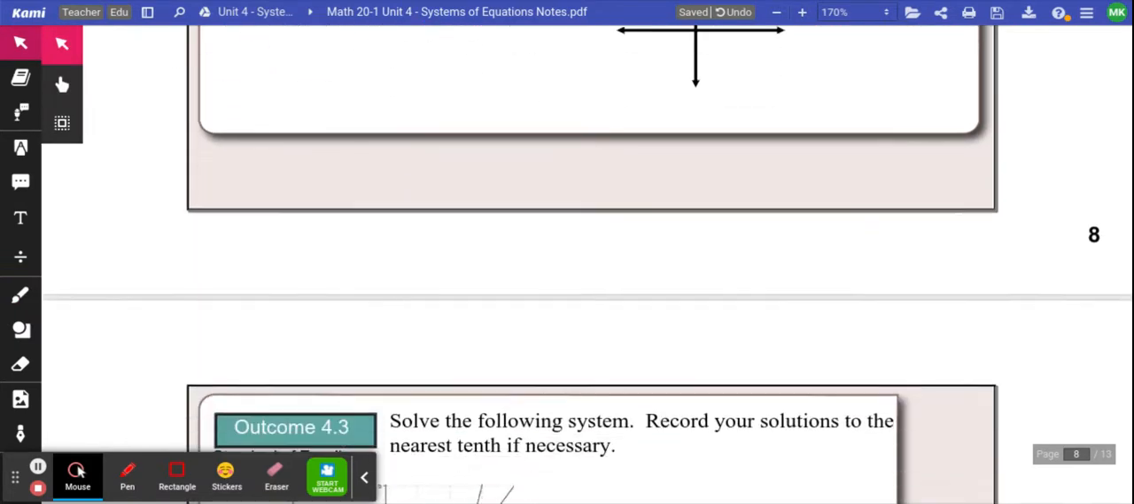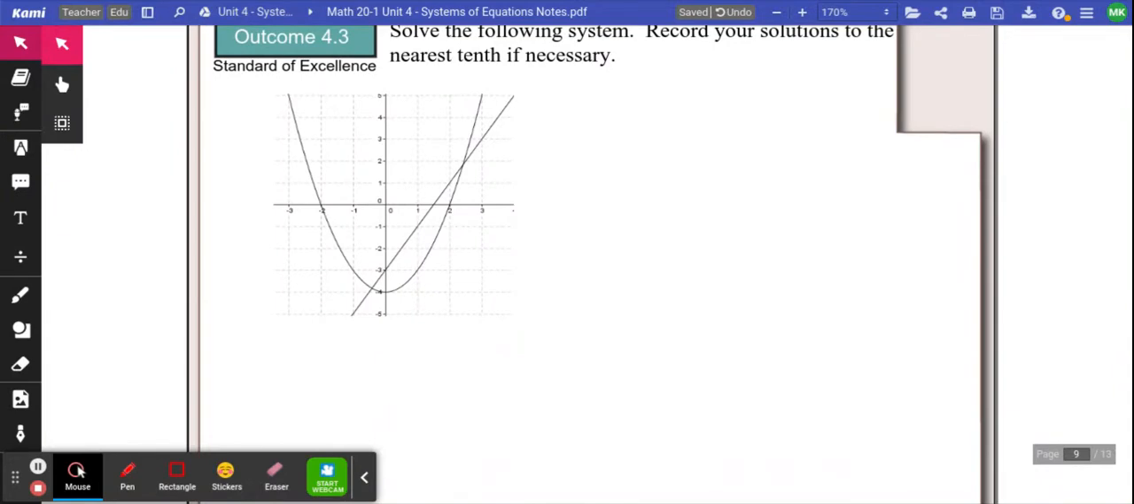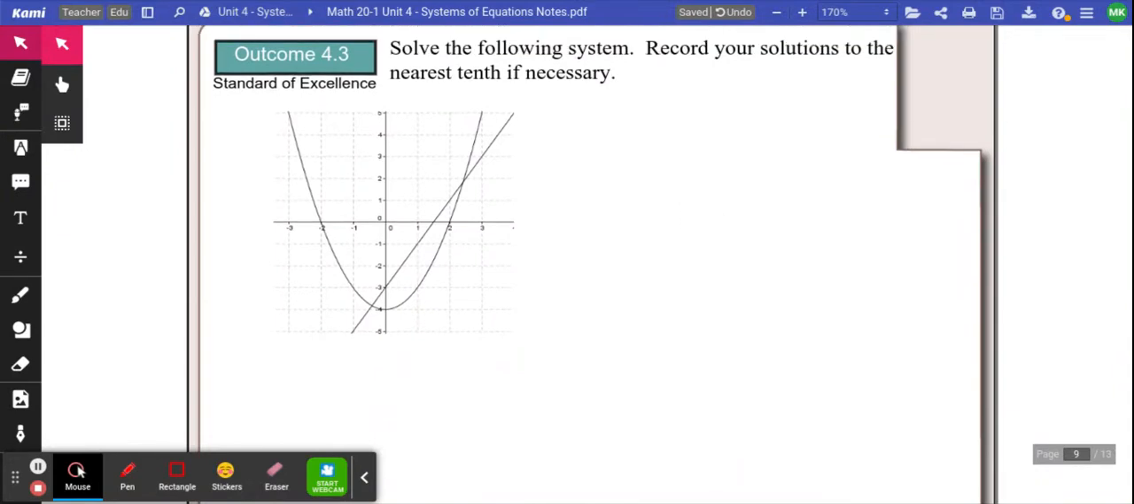Fantastic. We are going to do a couple sample questions that are standard of excellence. Remember, that's like the top 20% challenging type of question. So it's an extra hard question. This first one says solve the following system, round your solution to the nearest tenth.